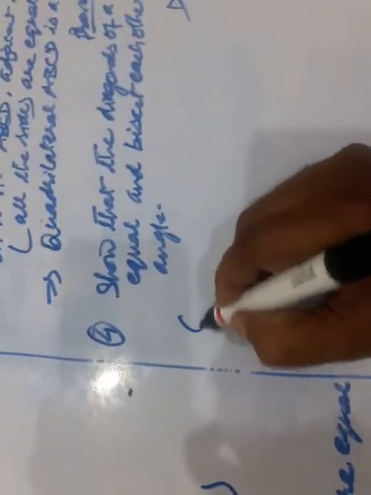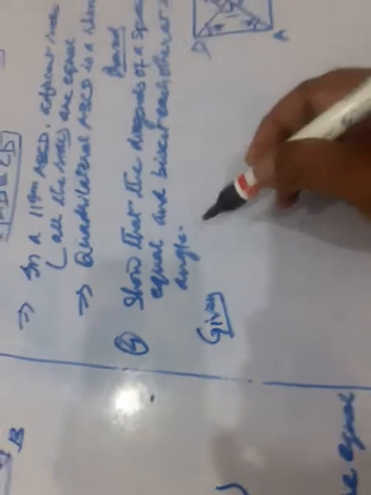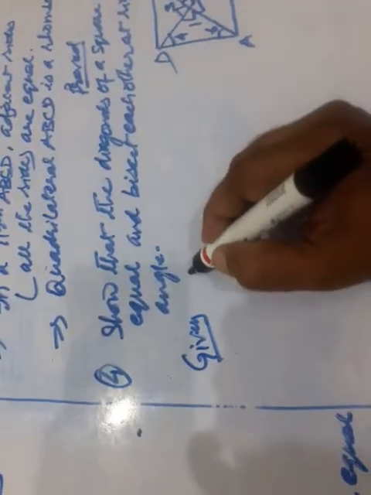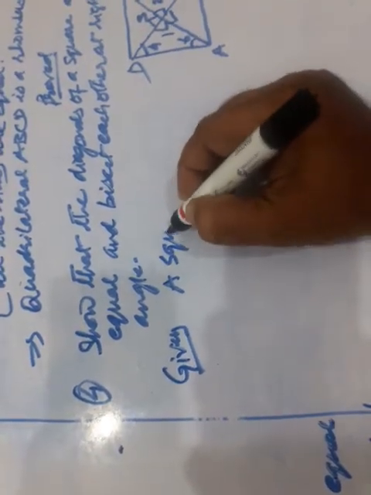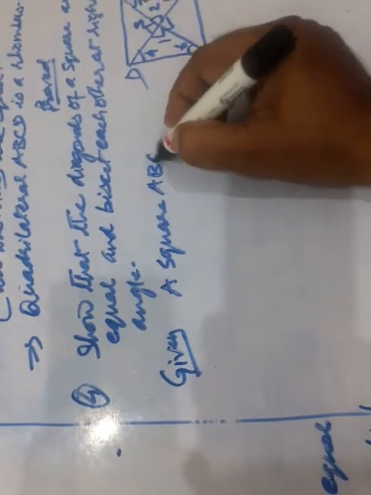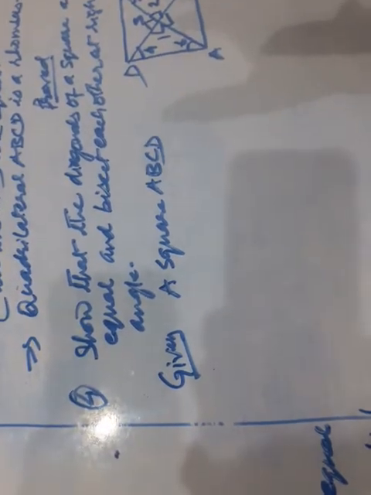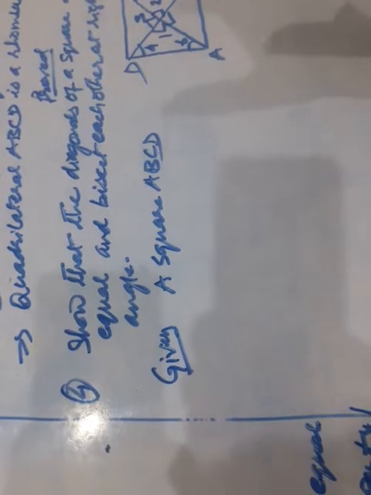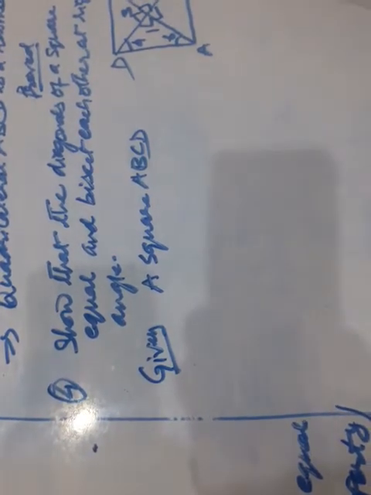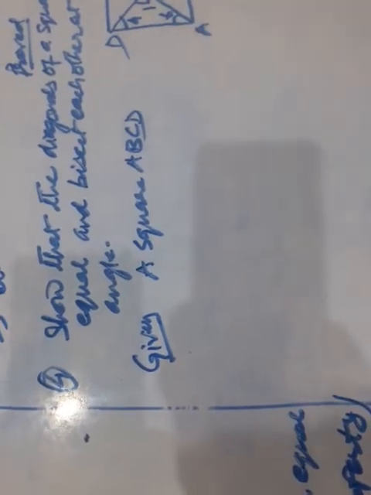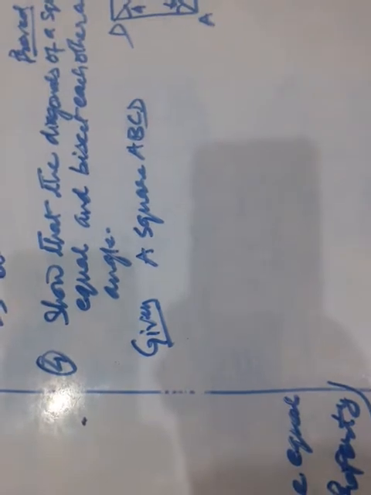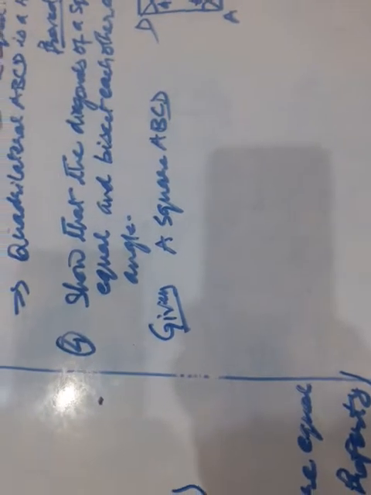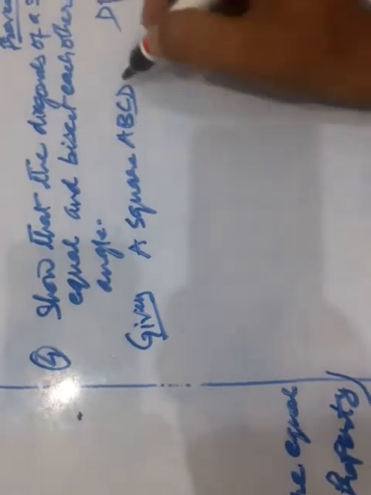Okay, what is given, children? Let us write. Given a square ABCD. Notice that a square is a parallelogram to begin with, so all the properties of a parallelogram hold. What are the properties of a square? A square is a rhombus, so all four sides are equal, and all four angles are right angles. We have to utilize these while proving.